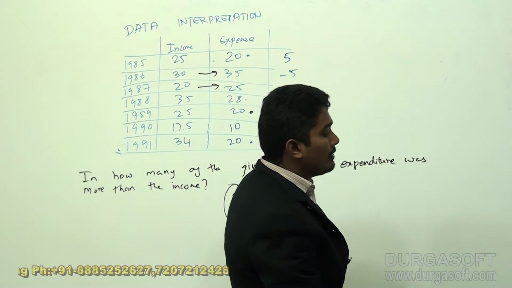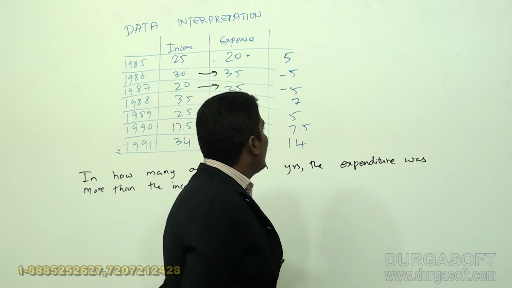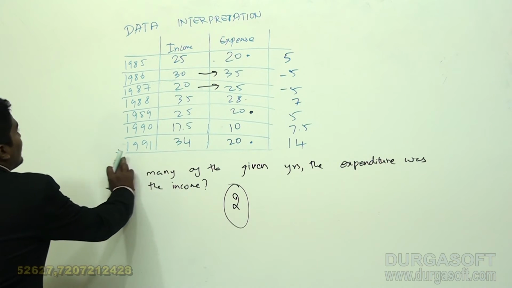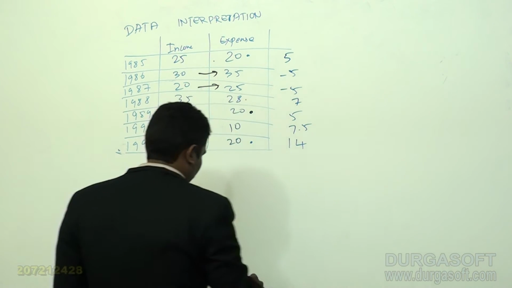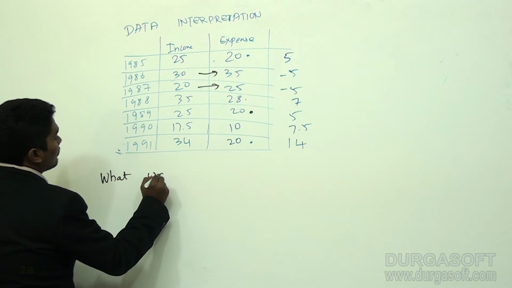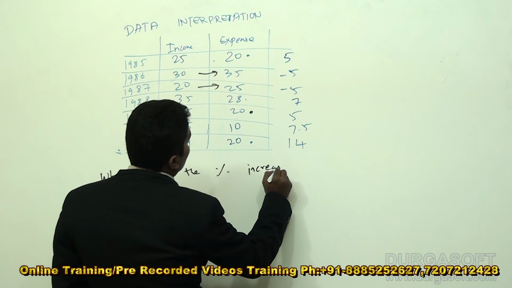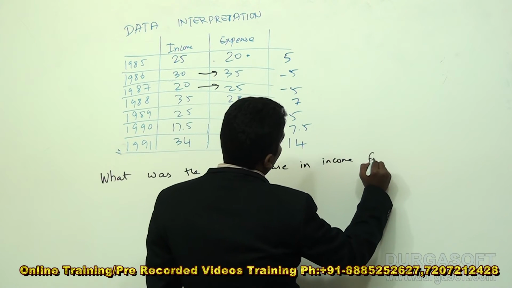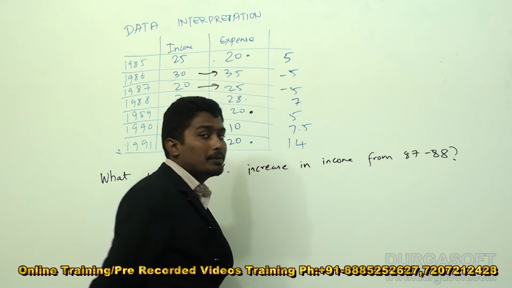There is one last question that we missed. What was the percentage increase in income from 87 to 88? So this is the question.